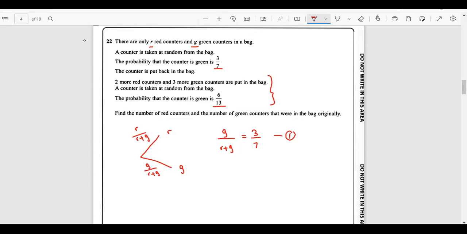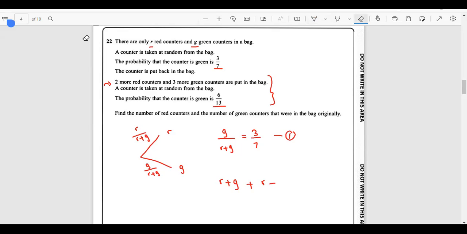Now it says the counter is put back in the bag. Now again we have a bag that has R red counters and G green counters, just like we had initially. Now 2 more red counters and 3 more green counters are put in the bag. Okay. So initially we had R plus G. Now we are adding 2 red. So let's say R plus R.